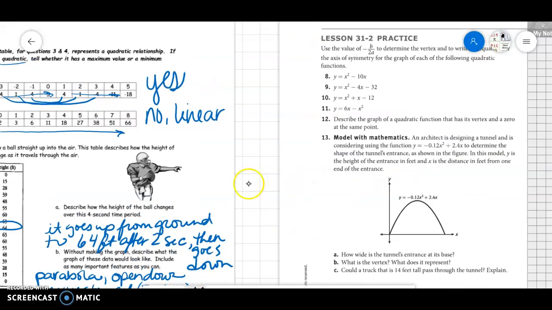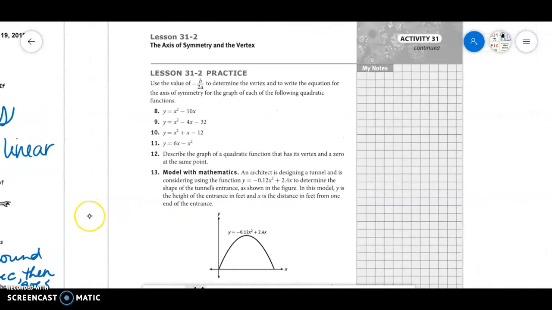On the second lesson, we were talking about the axis of symmetry. We said the axis of symmetry was x equals negative b over 2a. Some of you were forgetting about the negative on the b, so I'm going to work through these for you over here in the margin.